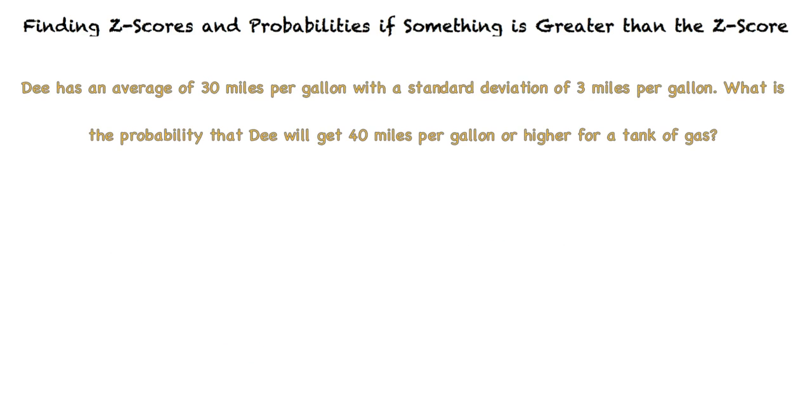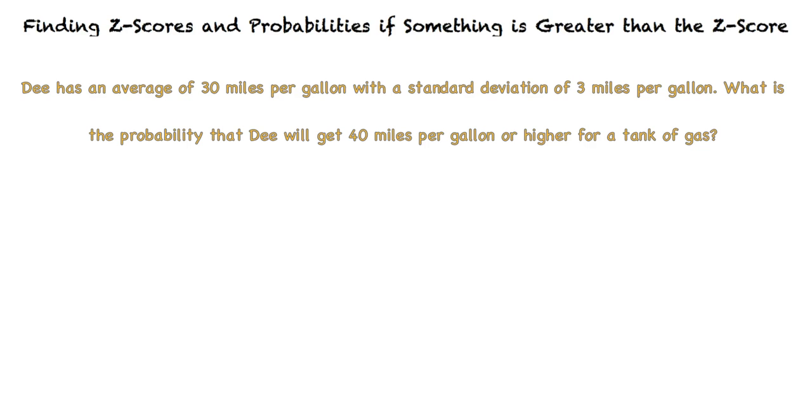Let's say we have this problem. D has an average of 30 miles per gallon with a standard deviation of 3 miles per gallon. What is the probability that D will get 40 miles per gallon or higher for a tank of gas? A little side note, this problem was made up and will not be able to be found in a book or a website. First, we need to find a score.